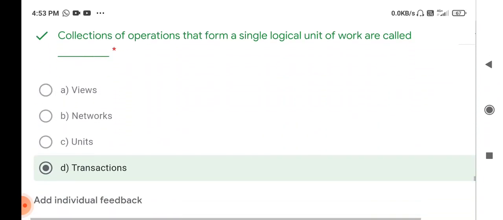Next question is, a collection of operations that form a single logical unit of work is called as. This concept is called transactions. This is the definition of transactions. A single logical unit of work means operations like withdraw and deposit. So the correct option is option number 4, that is transactions.